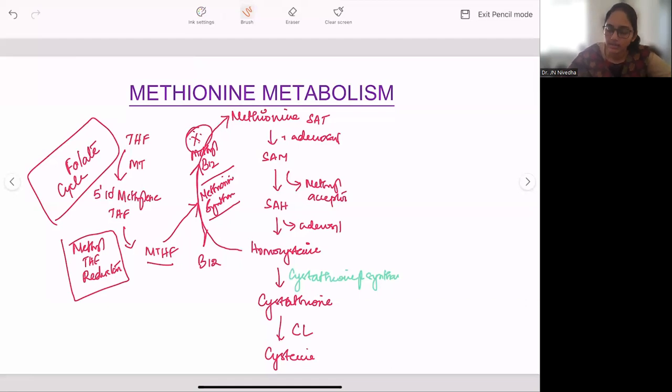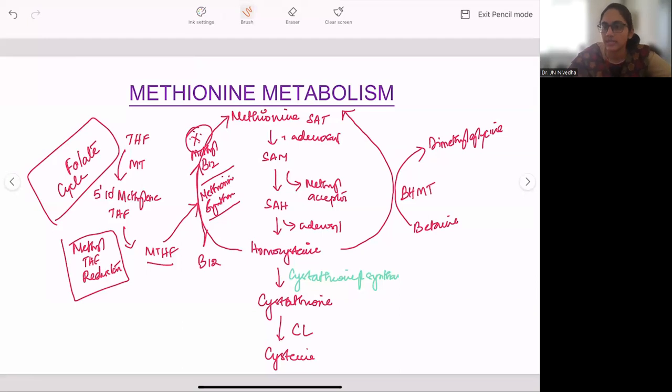All right. Now, another method is the conversion of homocysteine to methionine by betaine. Betaine gives off its methyl group to homocysteine, forming dimethylglycine and methionine. The enzyme is betaine homocysteine methyltransferase. So the methyl group from betaine is transferred to homocysteine, which is then converted to methionine. So this is the methionine metabolism.